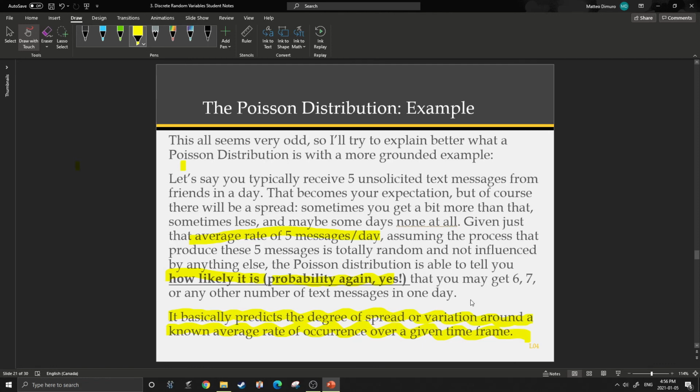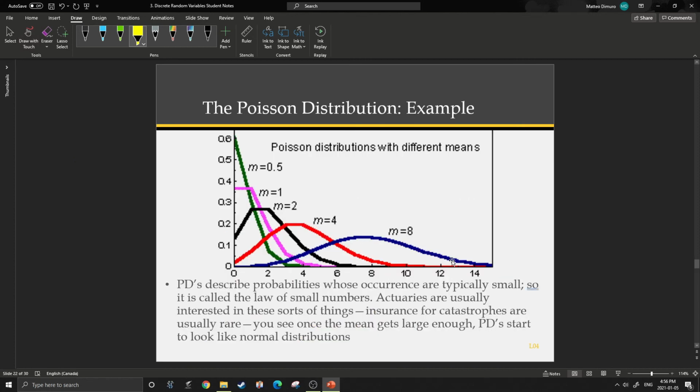And what we're going to be able to use a distribution for is to predict what kind of variation you can expect over that time frame for whatever variable we're looking at. Here's a picture of a Poisson distribution in practice. Now, in this case, I think M is like the sample size.